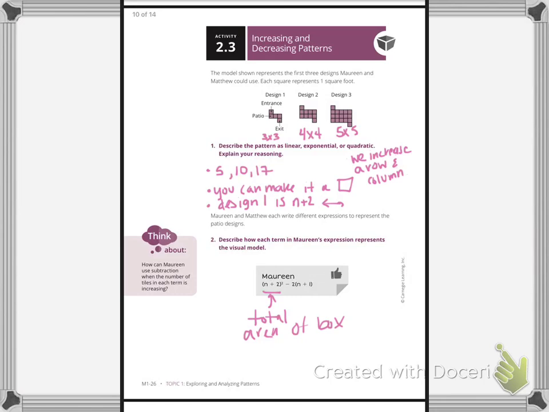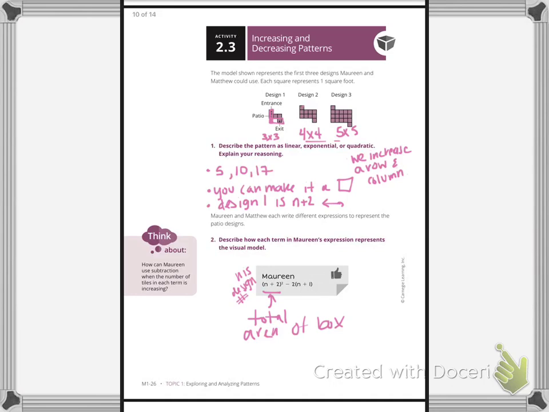So n plus 2, I kind of talked about it earlier, but I messed up this 4 and this 5 here. N plus 2, n is the design number. Okay, so if I take my design number and add 2 to it, I get the fact that it's going to be a 3 by 3, and we square it to get the total set of boxes.